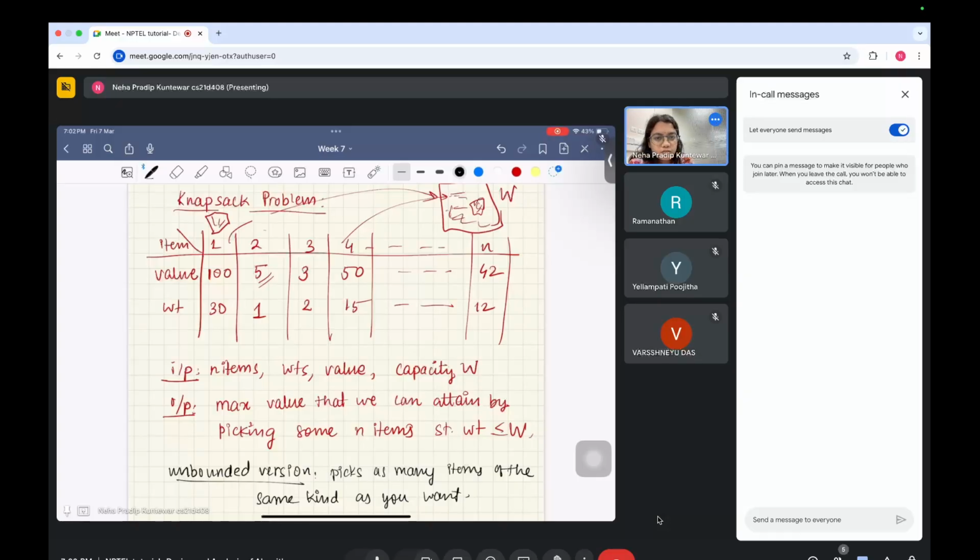Okay, so just to summarize, you have these items, you have weights and values, and you have a capacity. You want to respect the weight. You can't make the total weight more than W, but you still want to maximize the value based on these constraints. So what is a natural strategy that you can have to solve this?